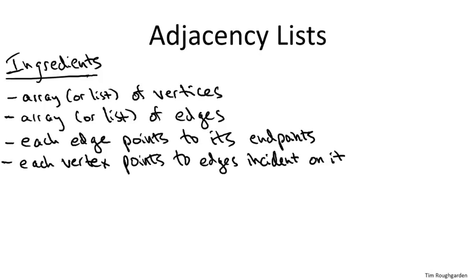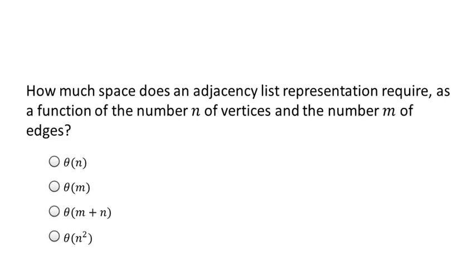So let me ask you the same question I did with an adjacency matrix. What is the space required of an adjacency list as a function of the number of edges m and the number of vertices n of the graph? So the correct answer to this question is the third option, theta of m plus n, which we're going to think of as linear space in the size of the graph.